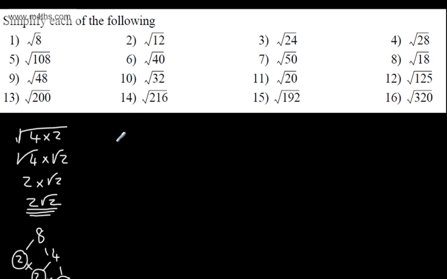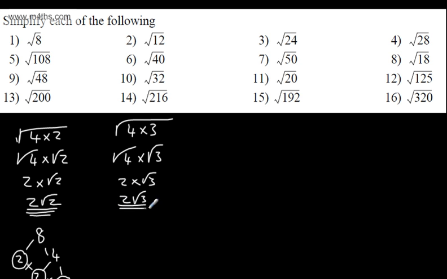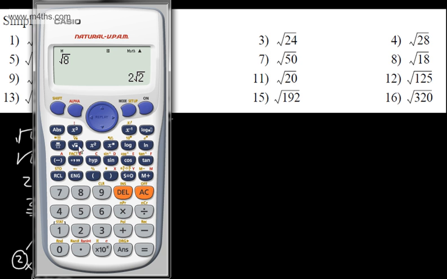So if we look at this one, we've got the root of 12. So we could spot that that is 4 times by 3. So we could write it as the root of 4 multiplied by the root of 3. We know that this is 2 times by root 3, and that gives us 2 root 3. So that is simplified. Again, if you put that in the calculator, the root of 12 will give you 2 root 3. As a decimal approximation, 3.46.